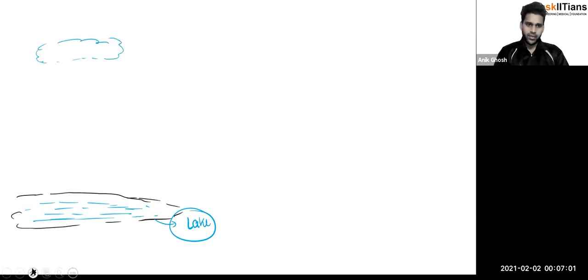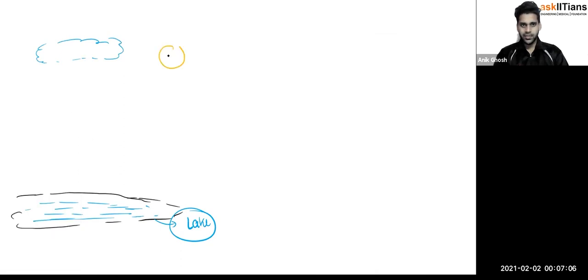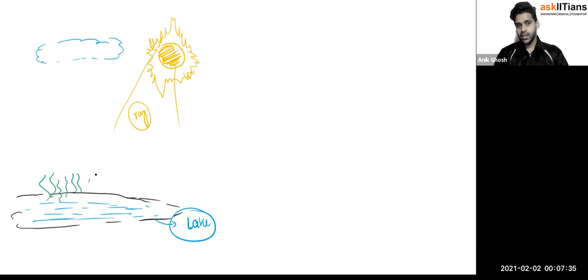Let's try to draw a sun as well. You can draw better than me, isn't it? This is the sun, okay? It's so hot and it is just burning, right? Now what's happening is when the hot sun rays are falling into these water bodies, all the water is getting evaporated.